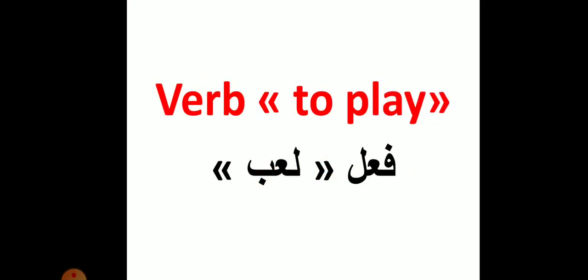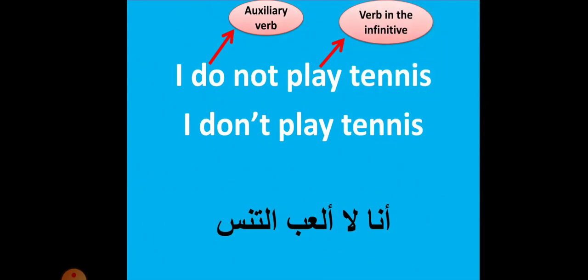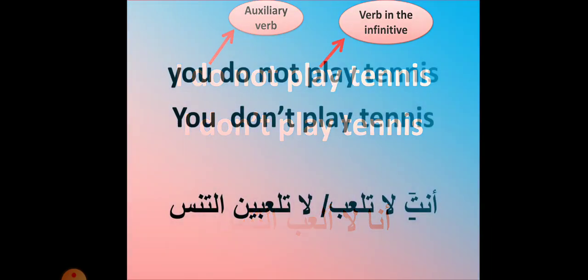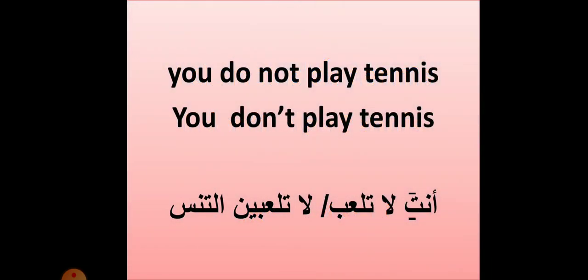Let's practice. Verb to play. I do not play tennis. I don't play tennis. So here do is the auxiliary and play is the main verb, or verb in the infinitive. Okay? You do not play tennis. You don't play tennis.